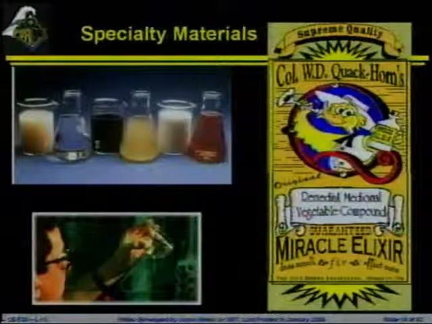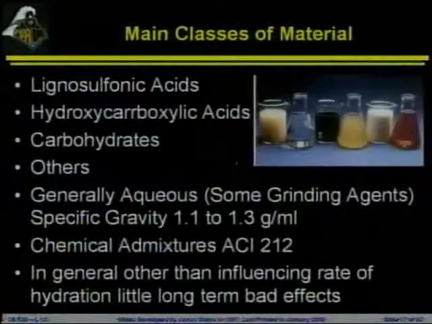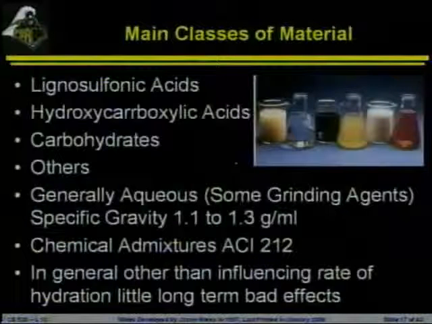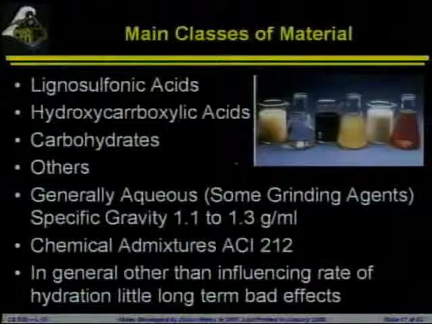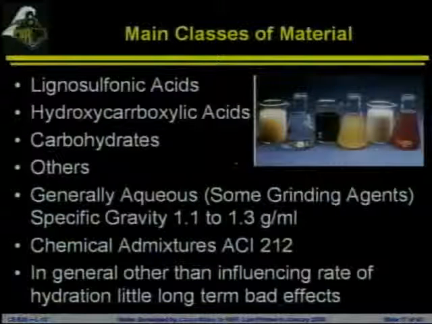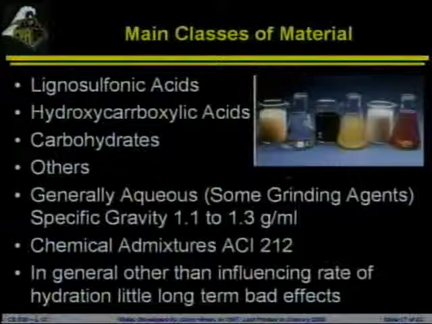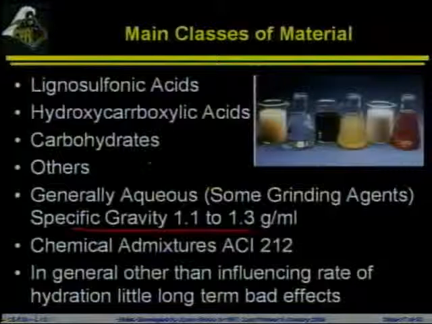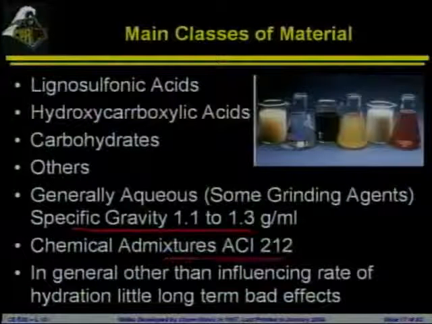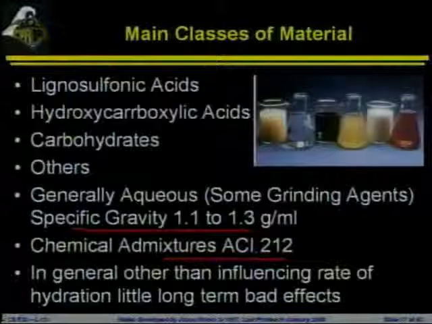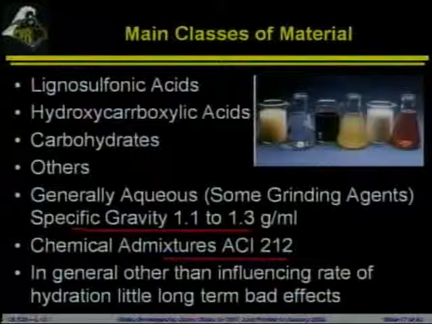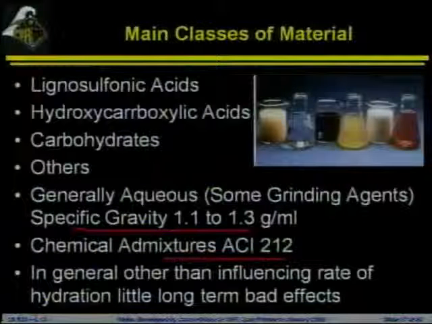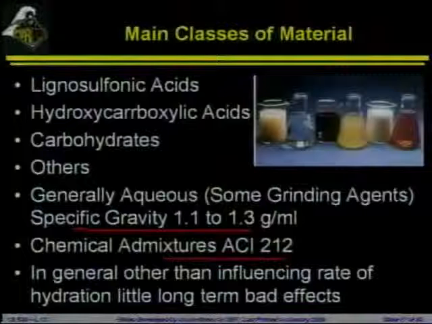Now, there are a lot of specialty admixtures that are out there. And the main classes of the materials that we're going to be talking about here really fall into a few different categories. Most of them will be aqueous solutions. Some of them will be put into the grinding process. Specific gravity of these water reducers is going to be somewhere around 1.1 to 1.3. They're a chemical admixture that's covered in ACI 212. And in general, the only things that we're really typically worried about is the influence on the rate of hydration, and sometimes they can have a little bit of an interaction with our air entraining admixture.